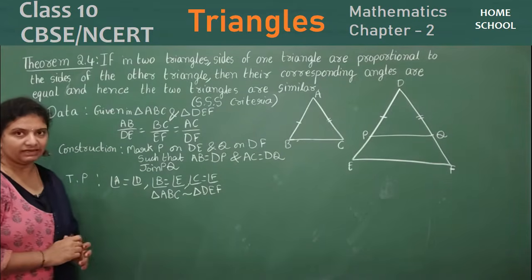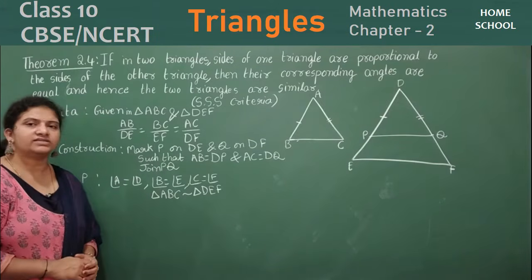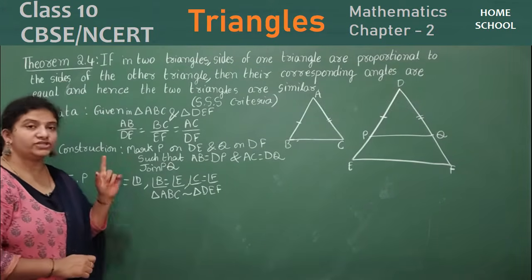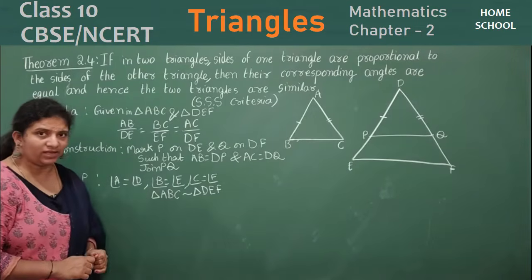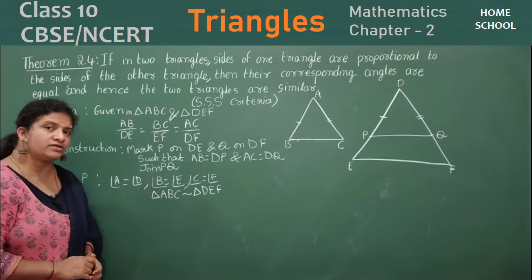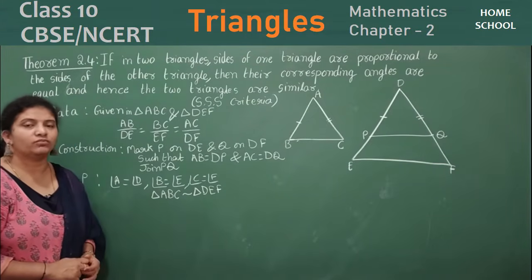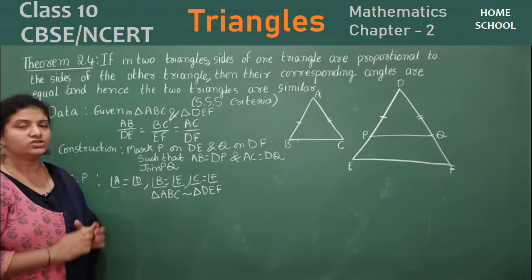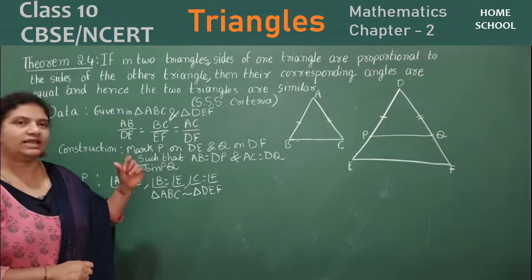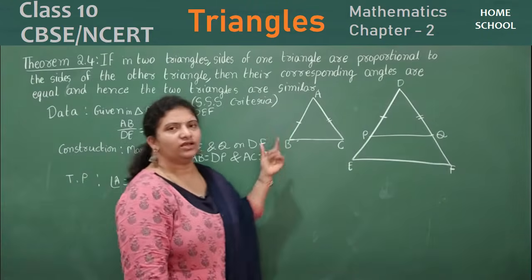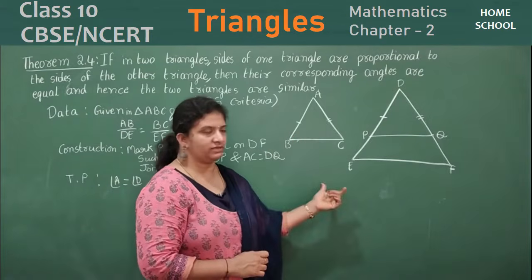So let us start the proof. One thing you understand here, children: if ratios are in proportion, you will prove that angles are equal. If angles are also equal, then the two triangles are similar. So you need to prove this. How can you prove it? Let's take 2 minutes to see how we can prove this theorem.